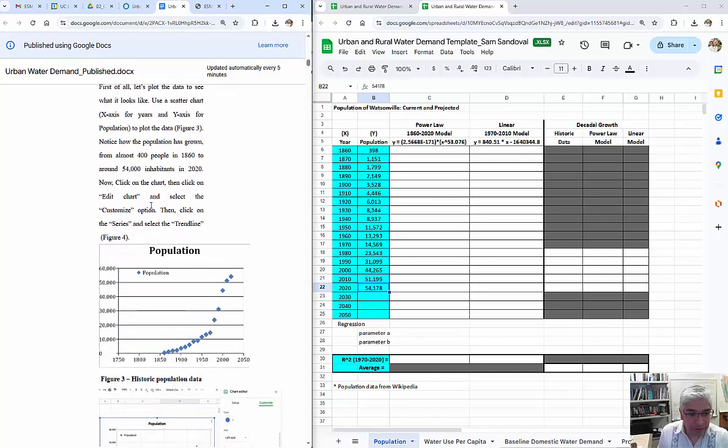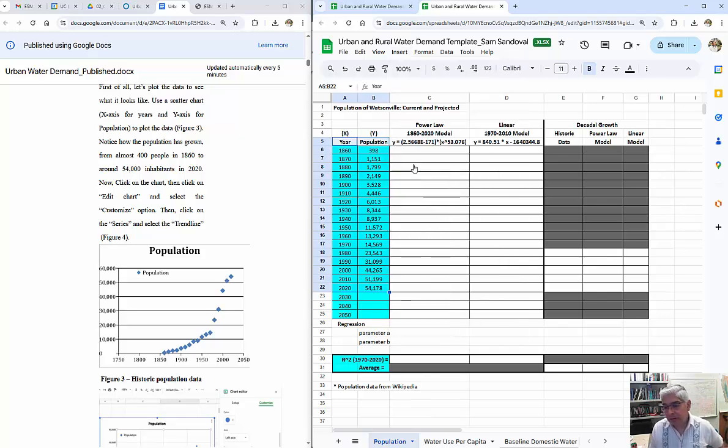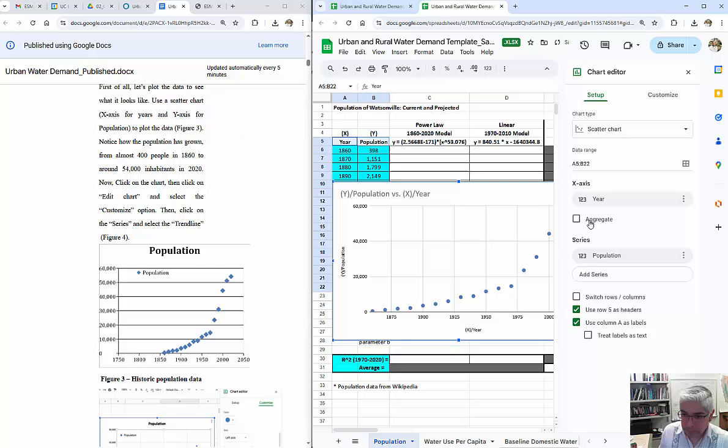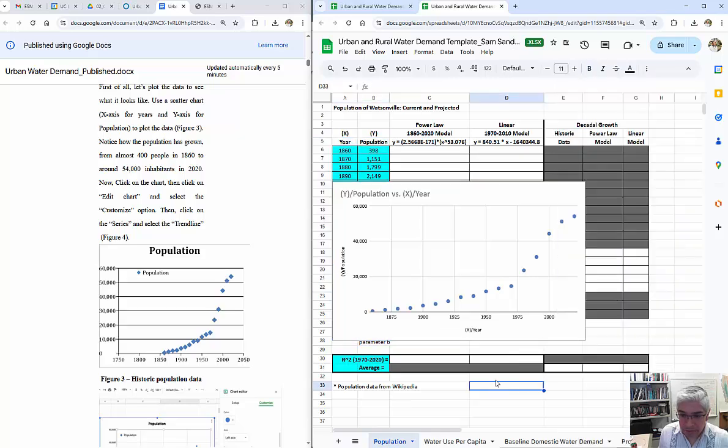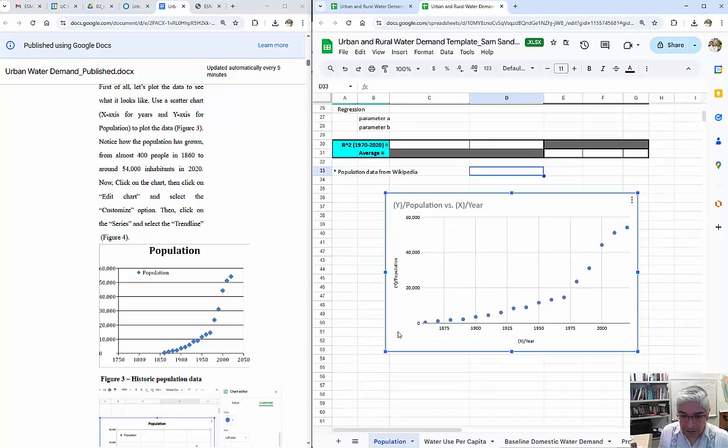What we're going to do first is select, actually we can do this from the headers, select all the way up to 2020, insert, and then a chart here. And yes, it will come as a scatter plot, and there you go. So we already have this.